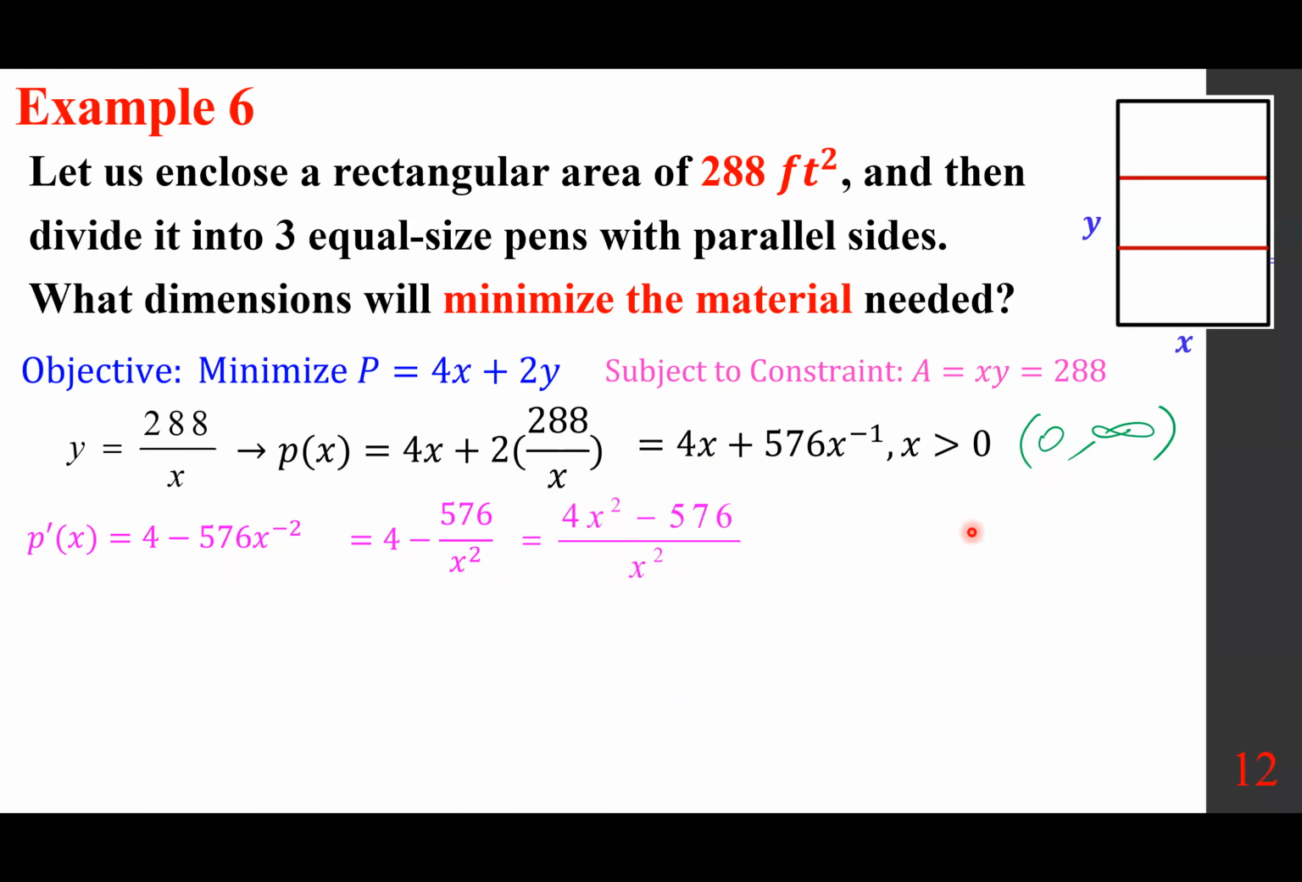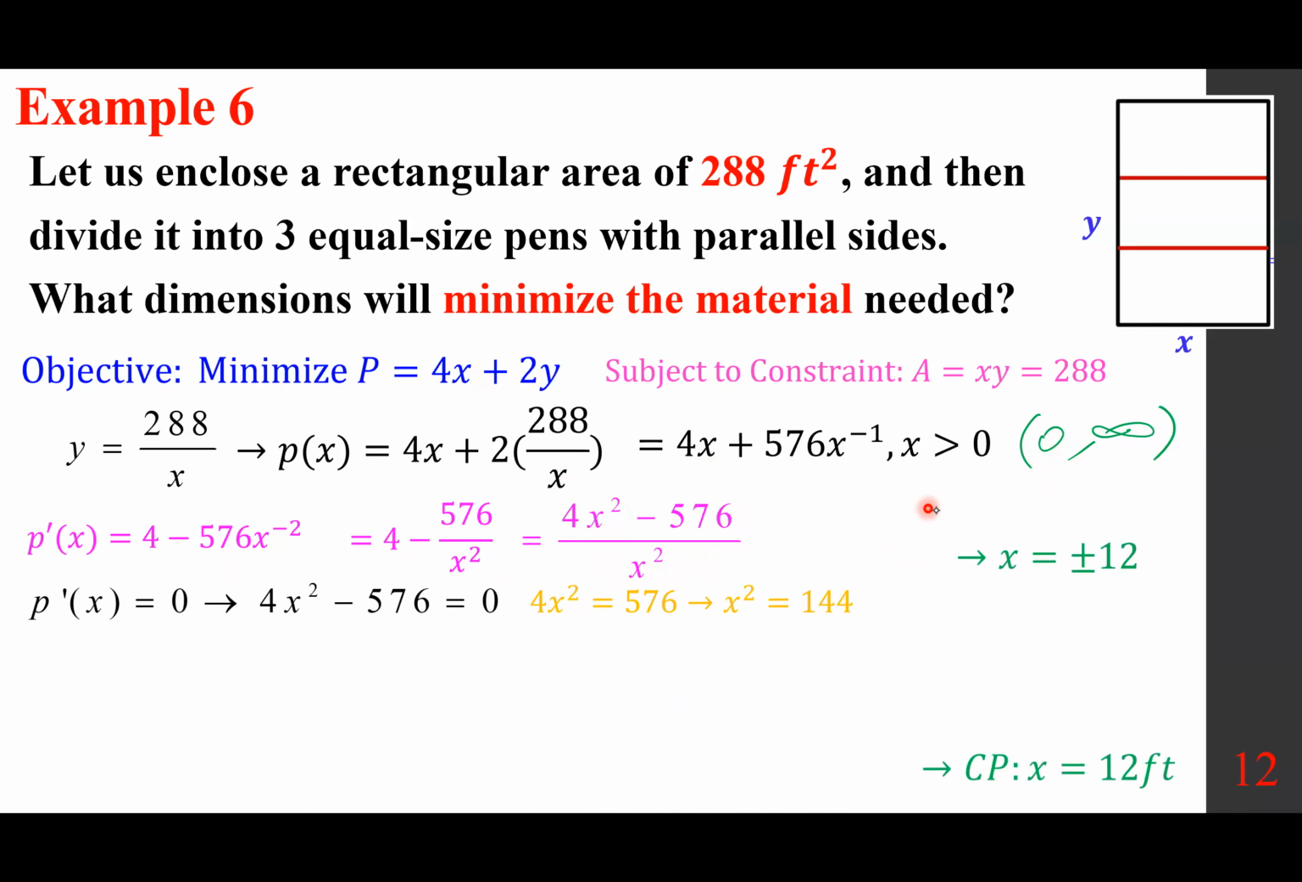The bottom is 0 when x is 0. It's not part of the domain. Set the numerator equal to 0 to find all critical points. 4x squared is 576. Divided by 4, you get 144. So x is plus or minus 12 feet. We can only use the positive one because x represents a dimension.